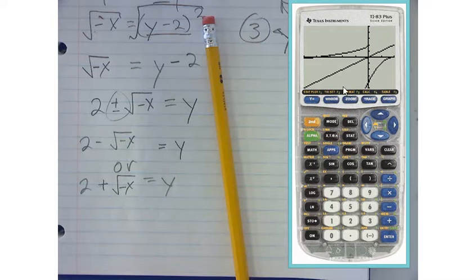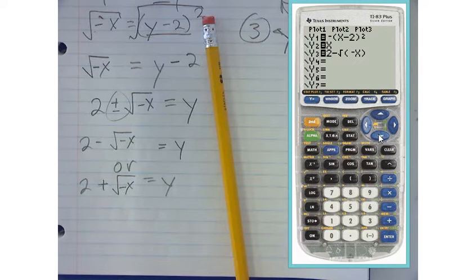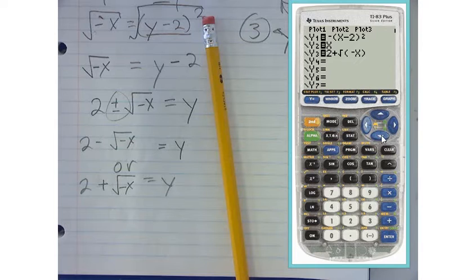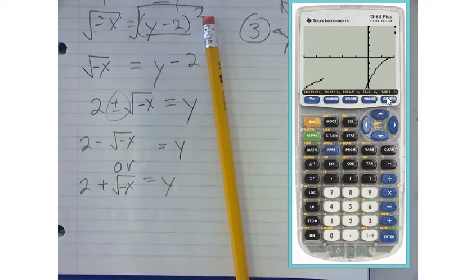Now if I change that, maybe both of them work, but I highly doubt it. So which one is the obvious inverse function? The minus. That's the one we're going to go with, so let's change that. Okay. Graph. There it is.